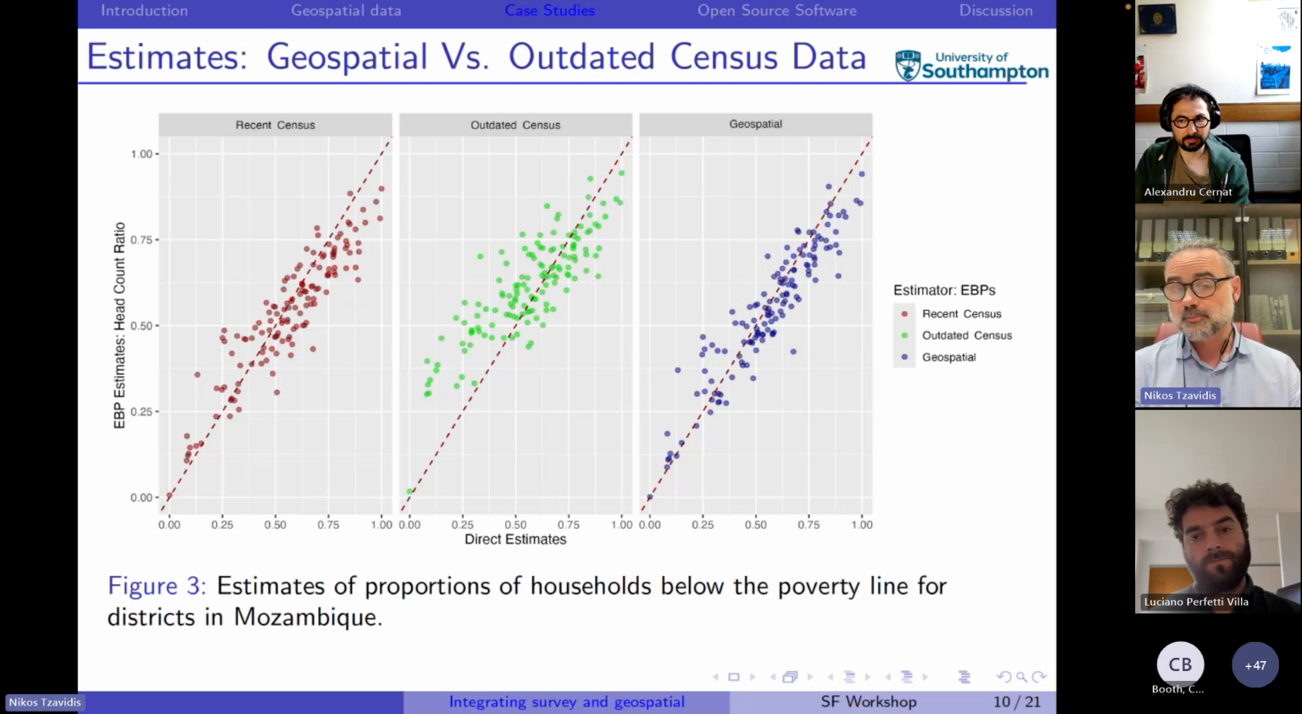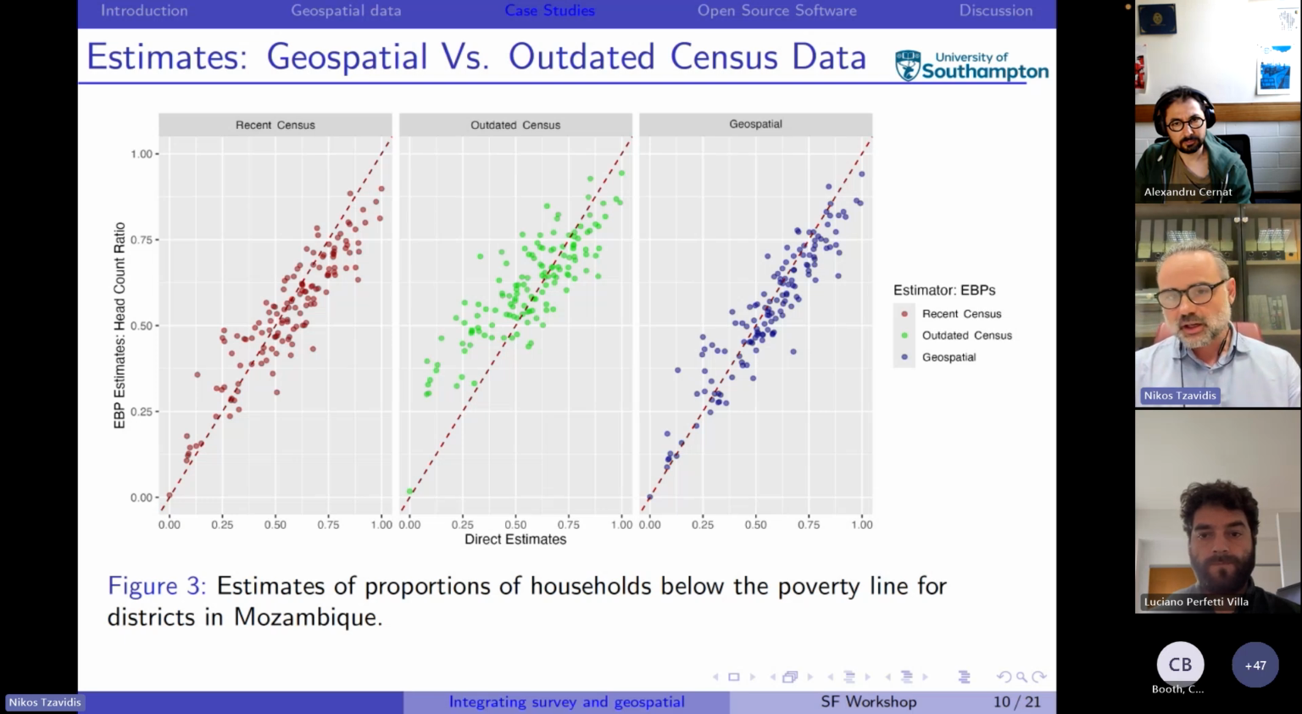And the first thing you can see is that using the outdated census results in some overestimation in some areas. You will see that the green dots are not aligned on the 45-degree line very well. And the points that lie above the 45-degree line are mainly points that are associated with urban areas. In those urban areas, using the old census data results in overestimation of the poverty rates.